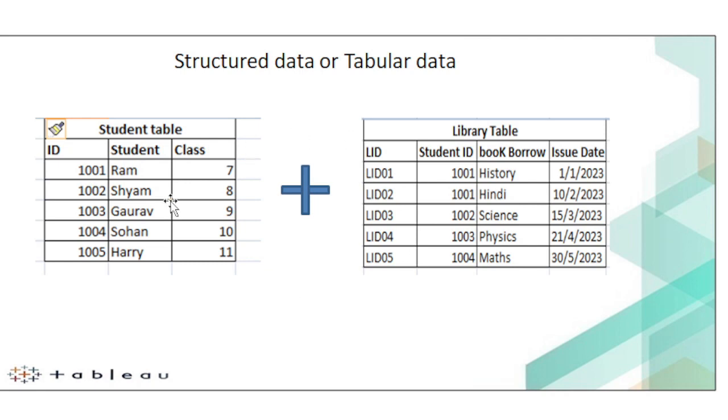So basically, why do we join the tables? This question comes to our mind, right? When we need the data of both the tables, like we need this 101 ID, who is this student and which book he has borrowed. So this student is Ram, and he borrowed a history book on this date. That's why we join our tables.